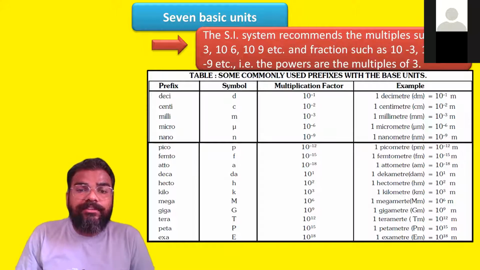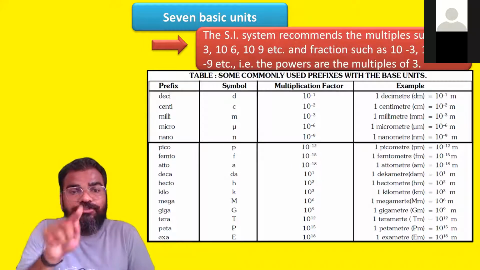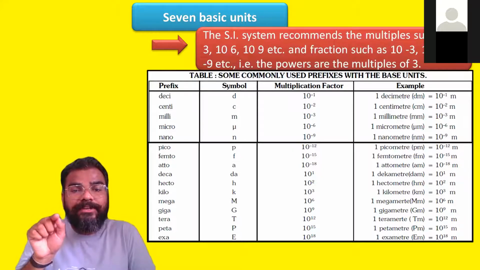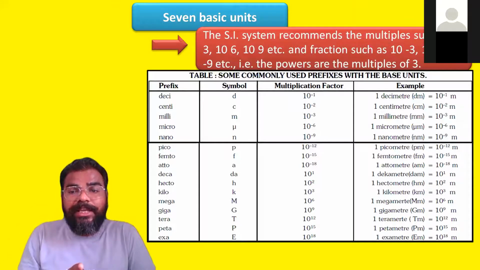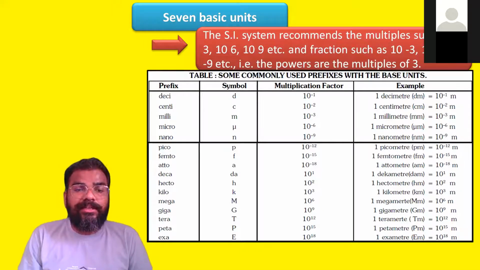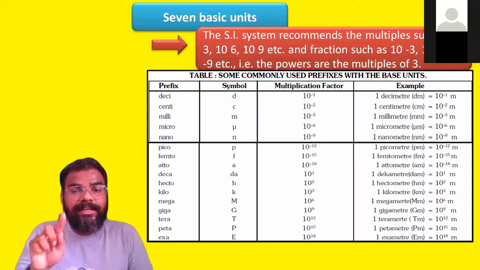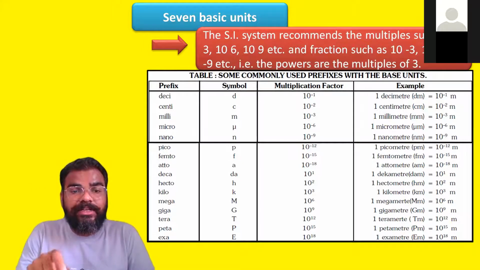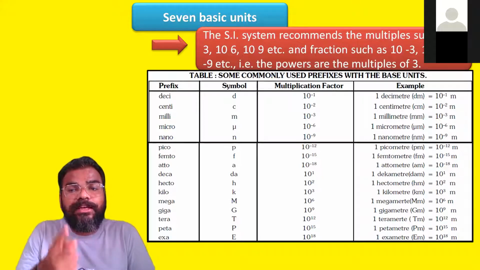Then micro is a small u, called mu in the Greek alphabet. The factor for micro is 10 raised to minus 6. 1 micrometer is equal to 10 raised to minus 6 meter. Then nano, small n, 10 raised to minus 9 is the multiplication factor. 1 nanometer is equal to 10 raised to minus 9 meter. They ask this as an MCQ for 1 mark. It will also come in sums, it is important. Then pico, small p, 10 raised to minus 12. 1 picometer is equal to 10 raised to minus 12 meter.